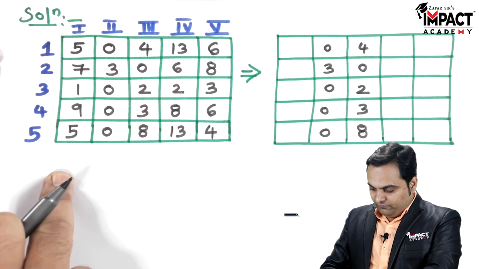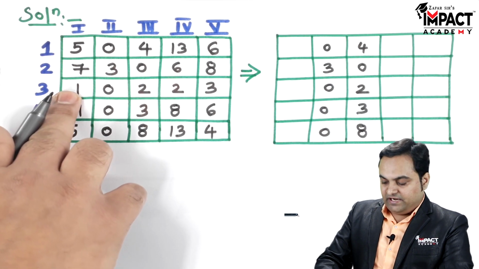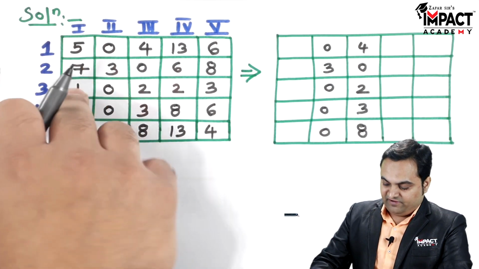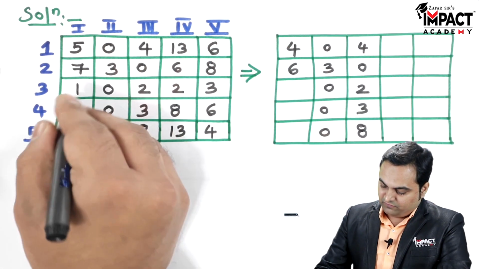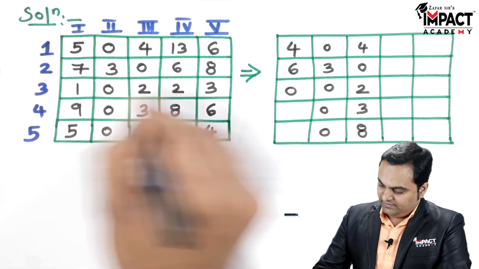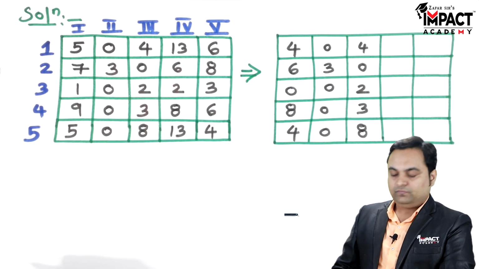That's it. Now, when we check the first column, take the minimum value which is 1 and subtract 1 from each of the elements. So 5 minus 1, that is 4. 7 minus 1, that is 6. 1 minus 1, 0. 9 minus 1, 8, 5 minus 1, 4.